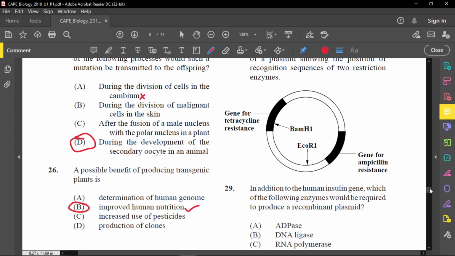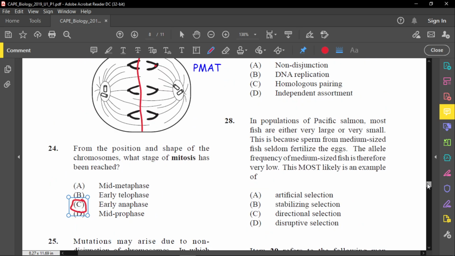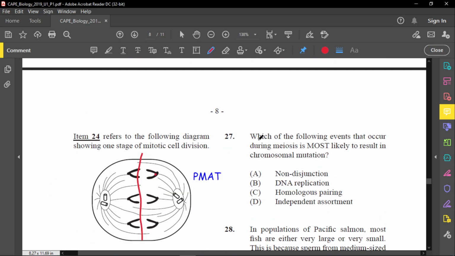Now, question number 27. Right, so question number 27 says, which of the following events that occurred during meiosis is most likely to result in chromosomal mutation? So we're talking about meiosis, right? And here it says non-disjunction. All right, and so it will not be A. And DNA replication, no.